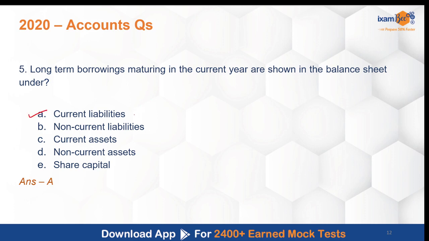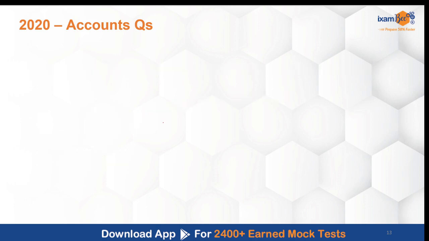Within the current liabilities, they are shown as short-term borrowings. They initially used to be shown as other current liabilities, but the long-term maturity part of the long-term borrowings has now been classified as short-term borrowings under current liabilities as per Schedule 3 under the Companies Act.